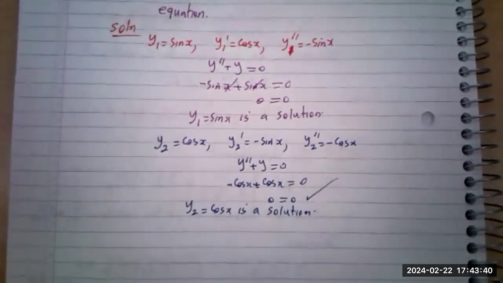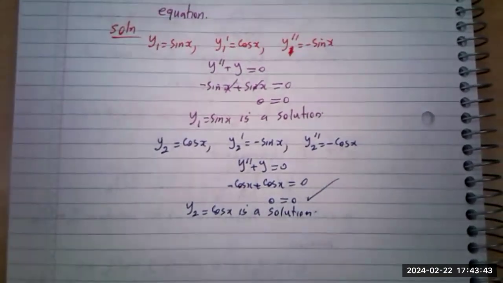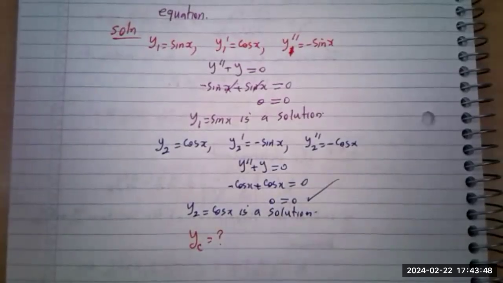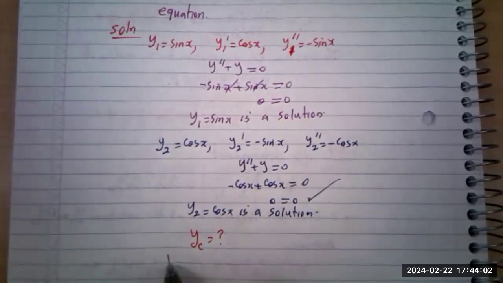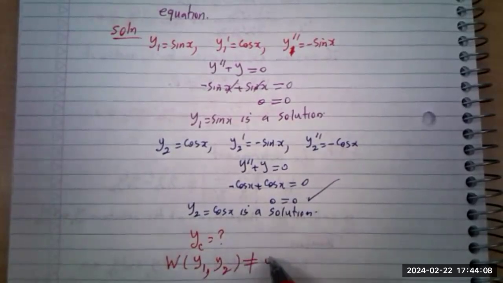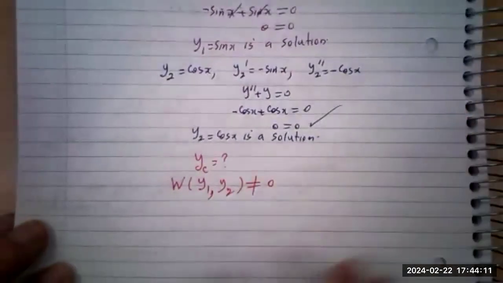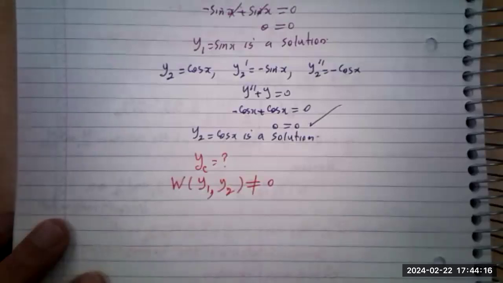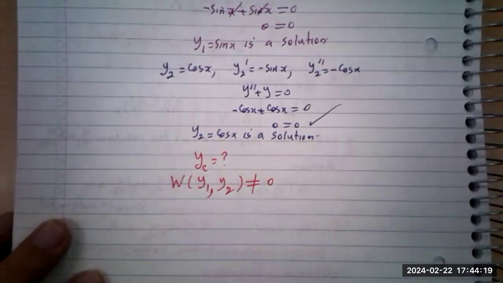Okay, any question? Now they ask for the general solution, Yc. You know that if you can prove that the Wronskian of Y1 and Y2 is not equal to 0, then the linear combination C1Y1 plus C2Y2 is the general solution. So the question is, what is the Wronskian of Y1 and Y2? Is it going to be a non-zero number or not? So check the Wronskian. You memorize the formula, or write it down in matrix form, it's up to you. You have to know it, okay?